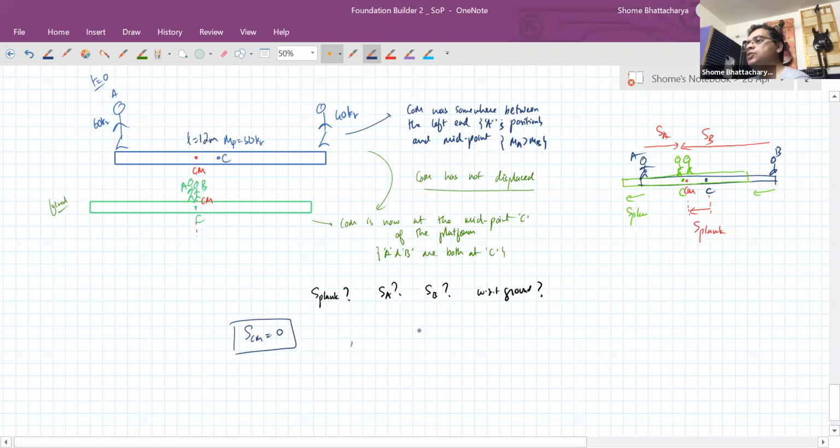The other thing we will have to make use of is the displacement of A with respect to the plank. In the plank's frame, how much is A going? He's going half the length of the plank forward, so the displacement of A in the plank's frame is 6 i cap, taking this as the x-axis. But the displacement of B in the plank's frame is minus 6, or in vector form, with respect to the plank, B has moved 6 meters backwards, because the length of the plank was 12 meters.